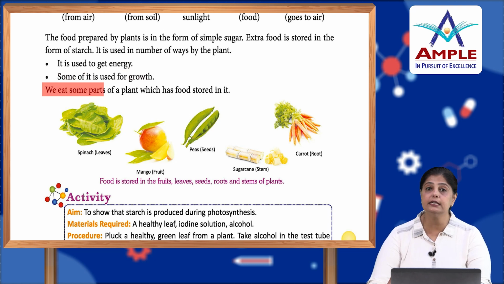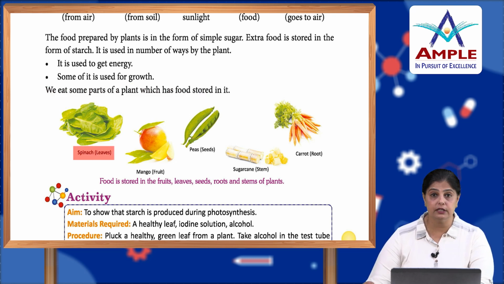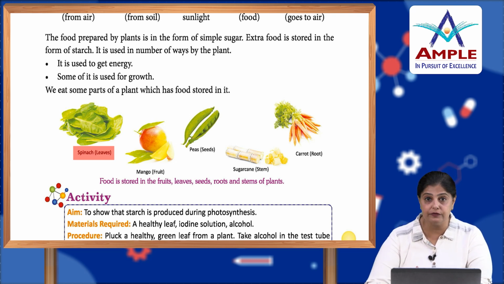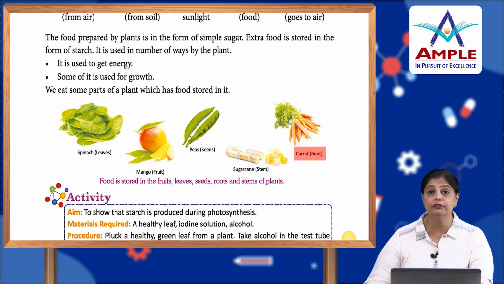So, we eat some parts of a plant which has food stored in it. What are these? Like we have leaves, the spinach that we eat. What do we eat of the spinach? We eat the leaves. Mango is a fruit. Peas, we eat the seeds inside the skin. Now, sugarcane, what is it? We have the stem of the sugarcane, and carrot, we have the root. So, these are the different parts of the plant in which the food is stored.